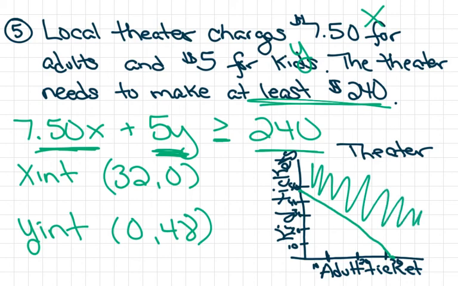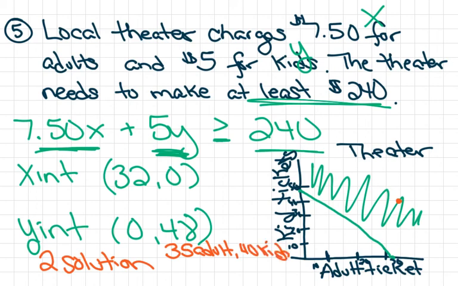Typically you also have to give 2 solutions to that. If we want to give 2 solutions, we just need to pick a point somewhere up here in the shaded region. I like to make it super obvious, so I think I'm going to go 35, 40. So 35 adults and 40 kids. Maybe I'll go 20 adults and 50 kids. So 20 adults and 50 kids.